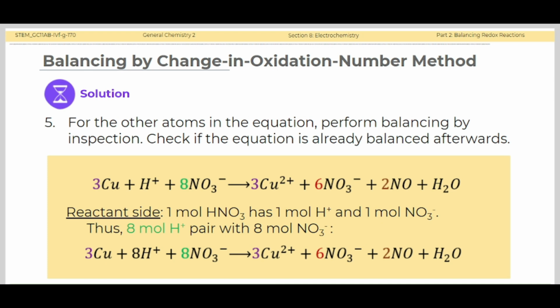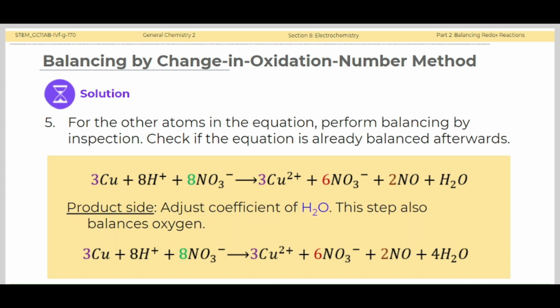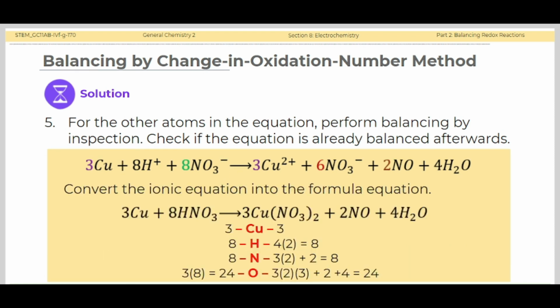On the reactant side, 1 mole of nitric acid has 1 mole of hydrogen ion and 1 mole of nitrate ion. Thus, 8 moles of hydrogen ion pair with 8 moles of nitrate ion. The coefficient of hydrogen ion is adjusted to 8. On the product side, adjust the coefficient of water. This step also balances oxygen. Converting the ionic equation into the formula equation gives us the balanced equation. Rechecking allows us to see that the number of atoms of each kind on the reactant and product sides are equal.